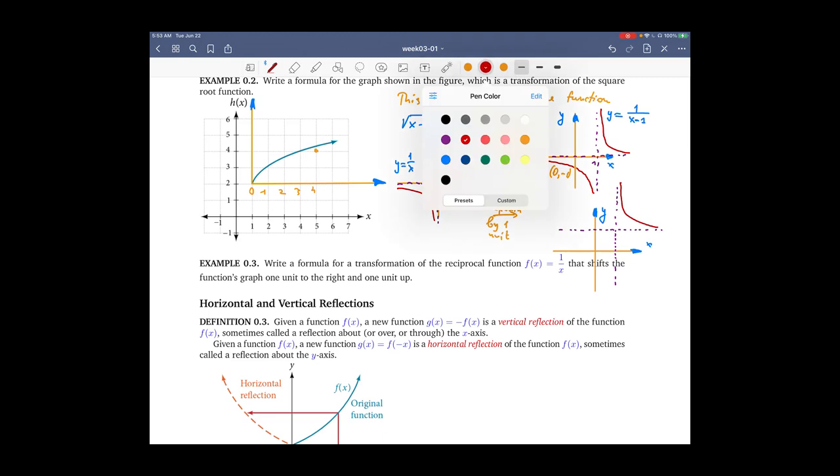By the way, what is the formula for the new graph? The formula for the new graph is 1 over x minus 1 plus 1. And now the graph passes through the origin.